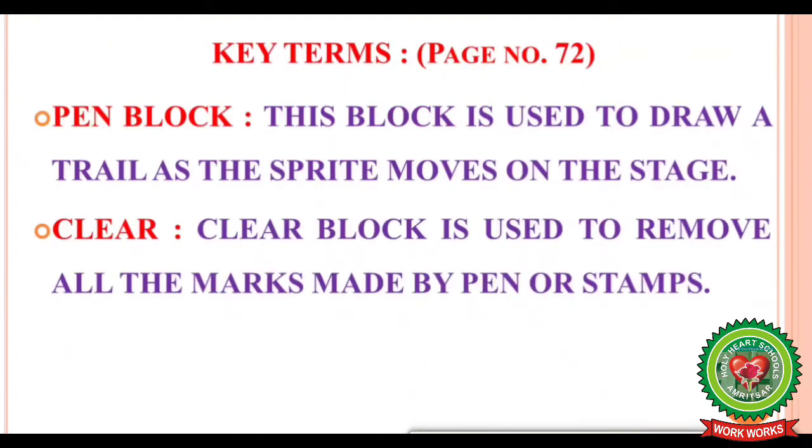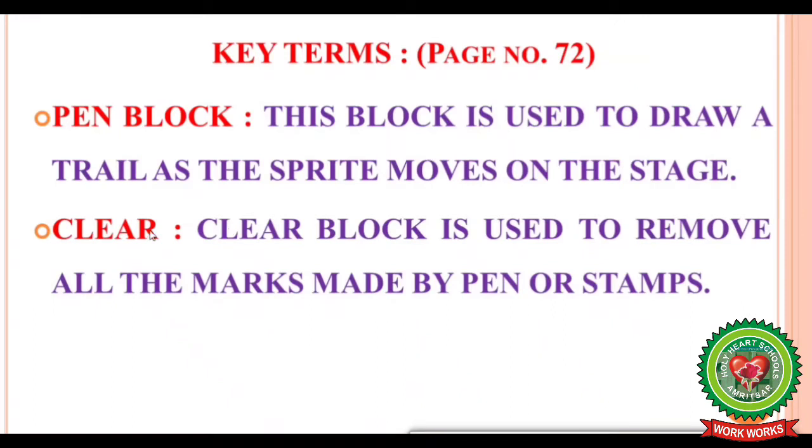Before starting the chapter, let's discuss a few key terms that we will learn from page number 72. Here you can see the first term is given, that is pen block, where this block is used to draw a trail as the sprite moves on the stage. You will notice as you move the sprite on the stage, the shape will be drawn on the stage.